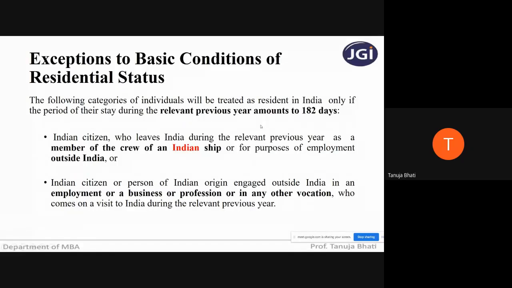So you're not going to check his first basic condition, second basic condition, nothing like that. You're just going to, because he's coming under exception. Any person who is leaving India for employment purpose, how will you determine the residential status? You have to just see whether his stay in the relevant previous year amounts to 182 days or no. So let us see.